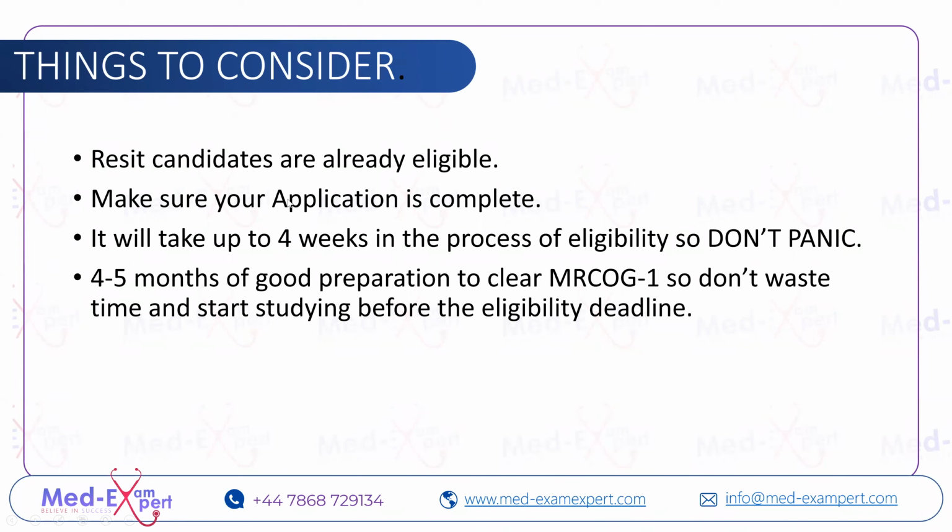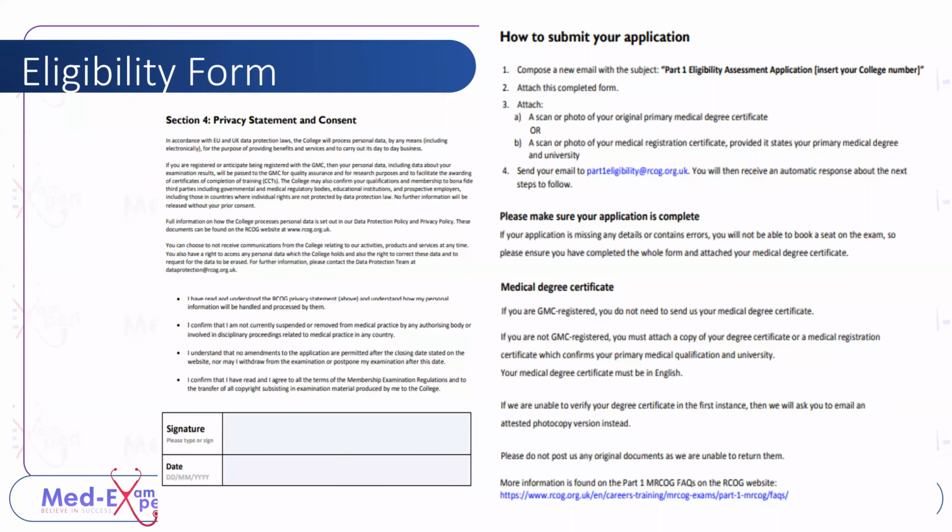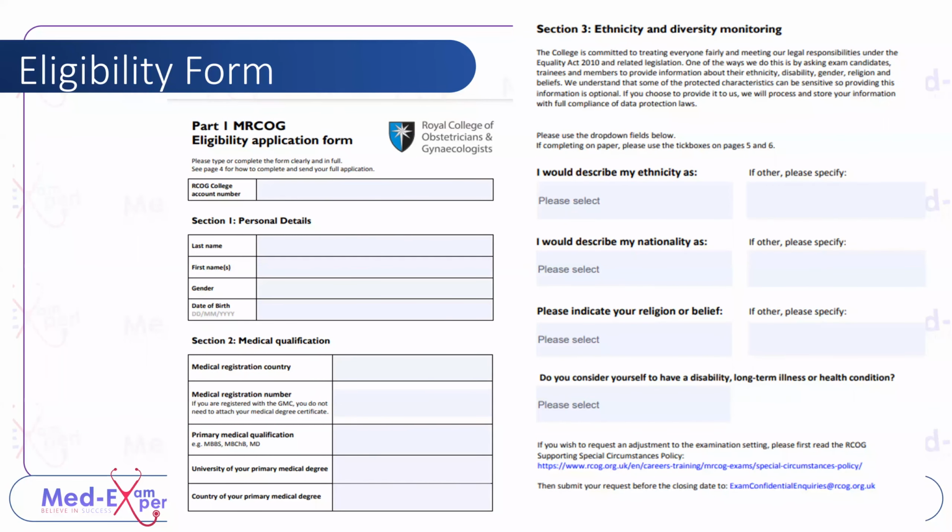So after the application is complete, you have to wait 4 weeks before they tell you whether you are eligible for this exam or not. So you don't get an immediate response, you can apply or you can't apply. First you have to wait for almost 4 weeks. And you have to write all these properly, so that once we send, we get the appropriate response.